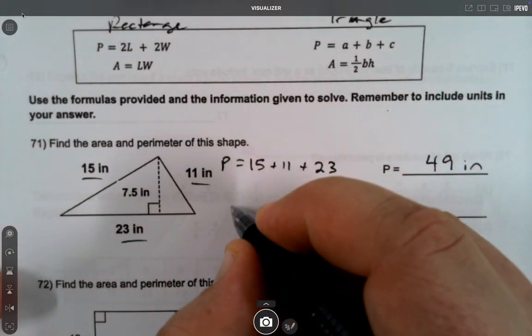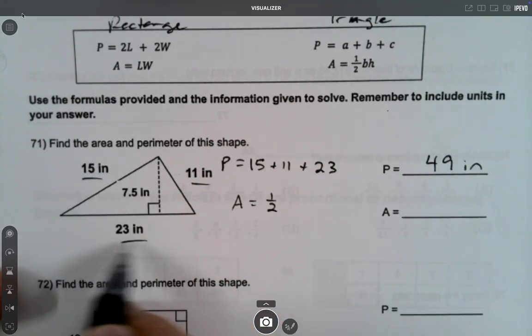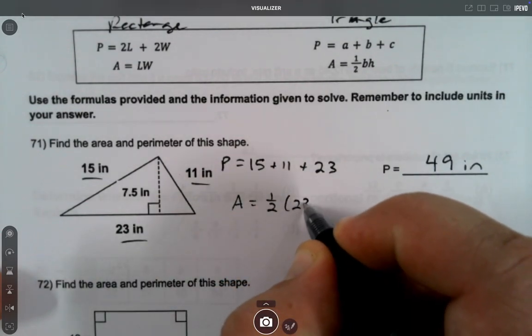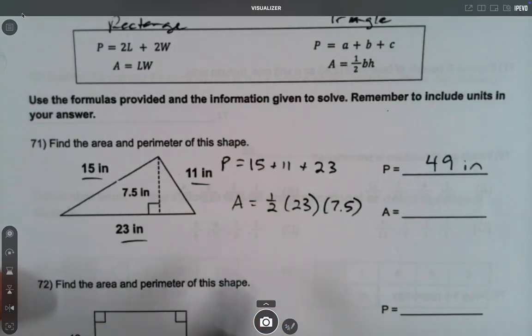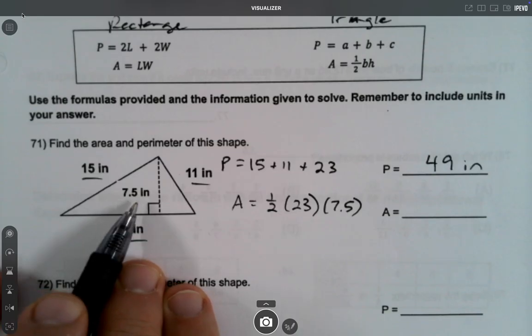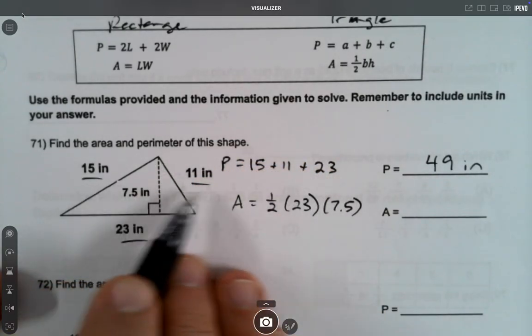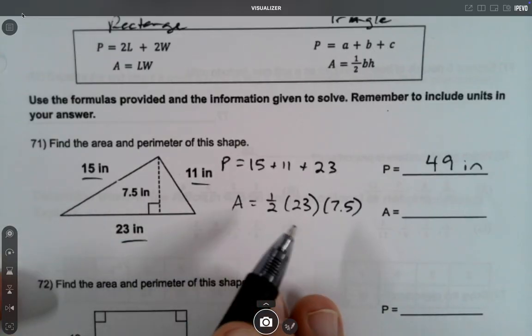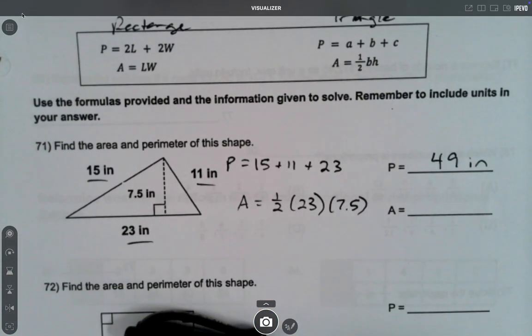Now for area, we do half times the base, which is 23, times the height, which is 7.5. Notice, this 7.5 represents this dotted line. It's not used in the perimeter because it's not one of the outer edges. It is used for the area because it is the height of that triangle.